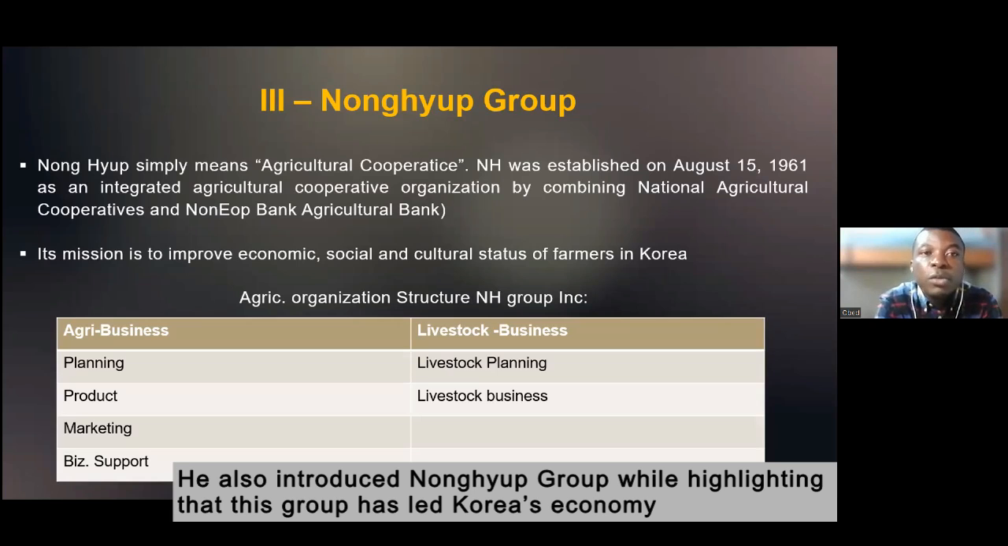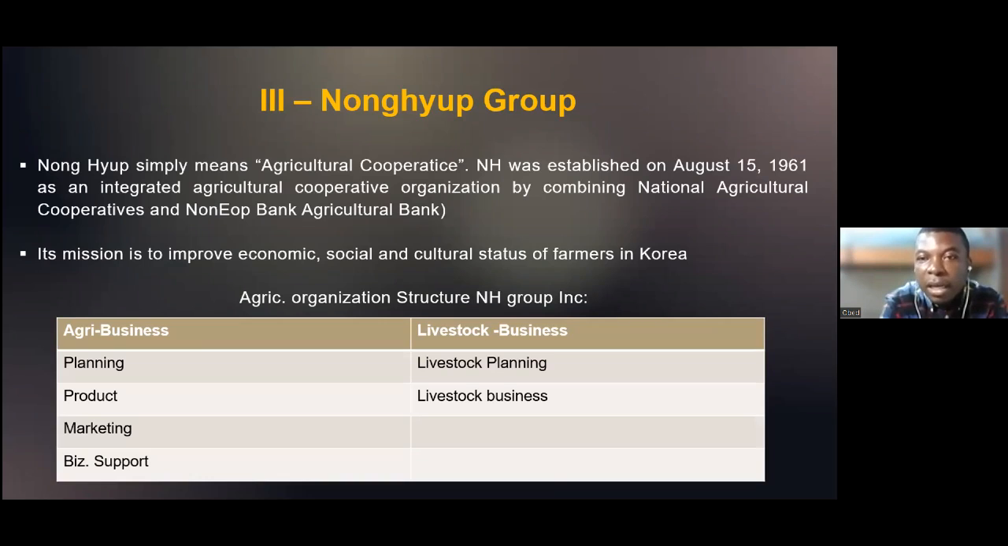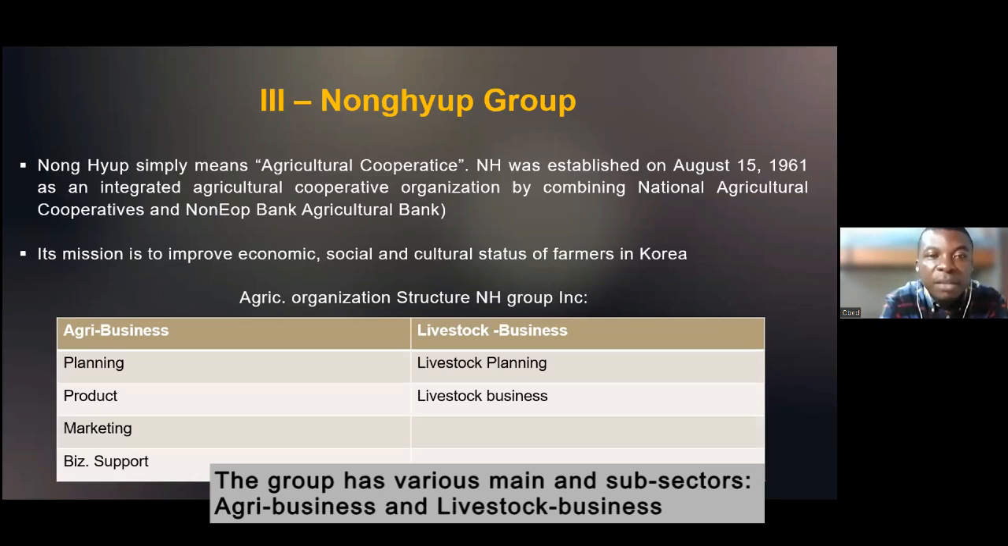The word NongHyup simply means agricultural cooperative, and based on records, it was established on August 15, 1961. Its mission is to improve the economic, social, and cultural status of farmers in Korea. And we have the various sectors, or the structure: the agribusiness and the livestock. You can see from the screen the various sub-sectors in the major sector.